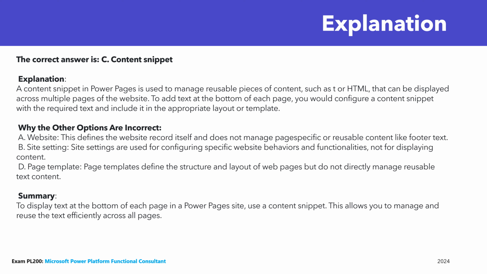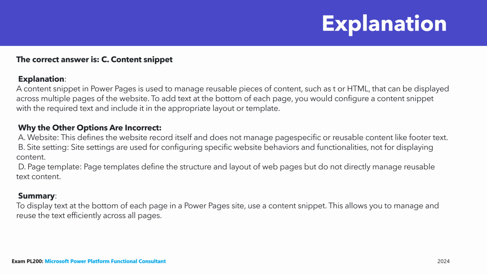The correct answer is C, content snippet. Explanation: A content snippet in Power Pages is used to manage reusable pieces of content, such as text or HTML, that can be displayed across multiple pages of the website. To add text at the bottom of each page, you would configure a content snippet with the required text and include it in the appropriate layout or template.